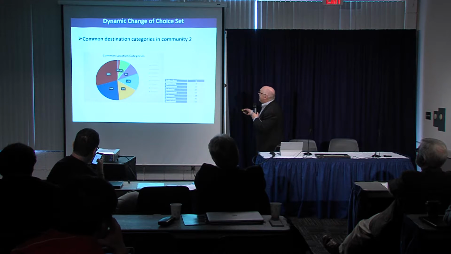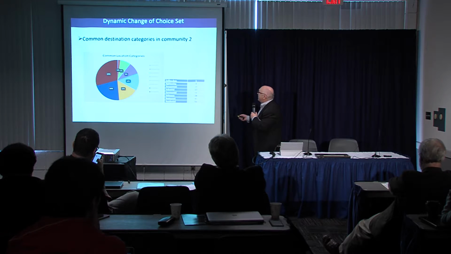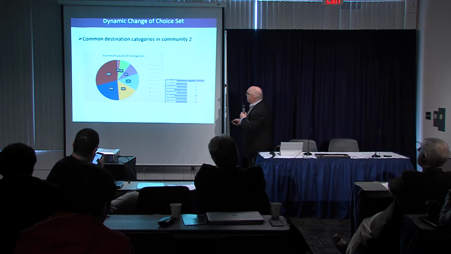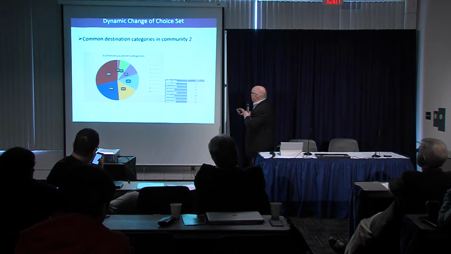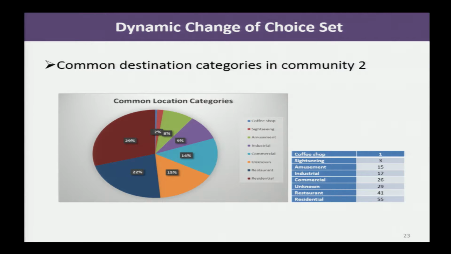And if I were connected, I would show you how you could use this dynamically. And so for that community, what we found was the classification of the destinations: 1 coffee shop, 3 sightseeing, 15 amusement locations. So this is again the categories of the destinations that were common to that particular community.